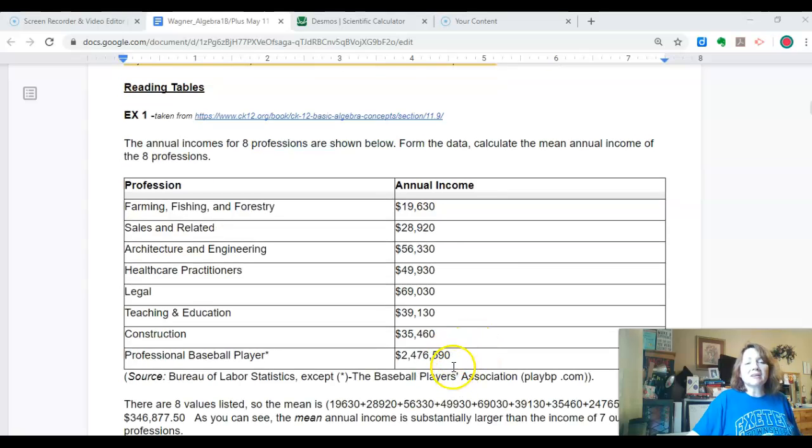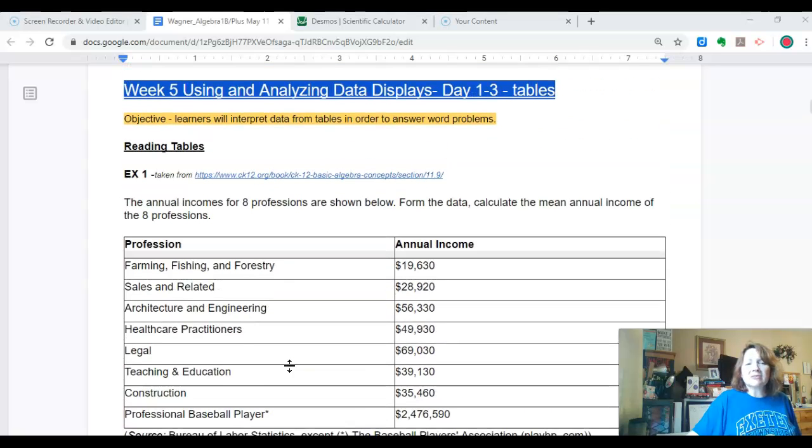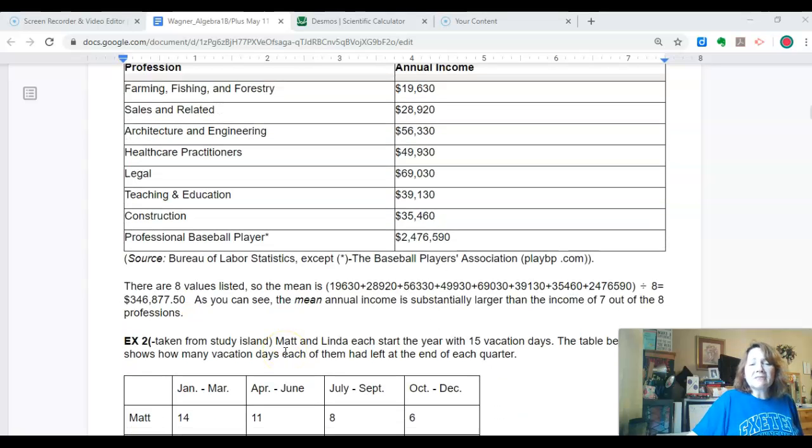So we have incomes from 8 different professions. You see that professional basketball player is very, very high. It doesn't say what year this was, but I don't think this was recently. There are 8 values listed. So if you have to find the mean, if you remember, that means average, you want to take all these numbers together, add them, and then divide by how many you have, which is 8. So it gives me this as an average salary.